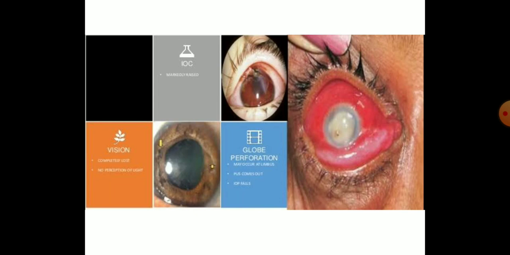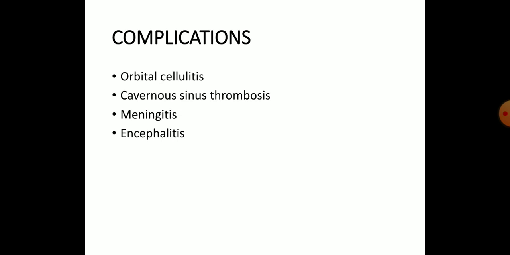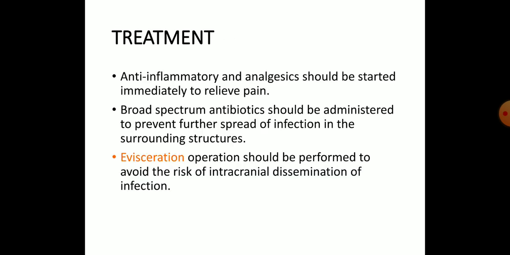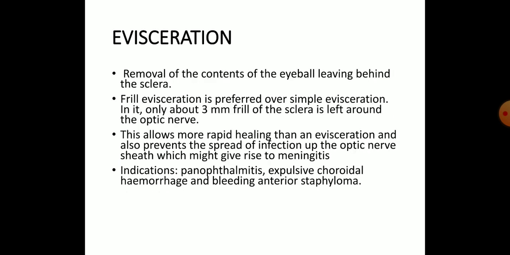Globe perforation may occur at the limbus. So complications: the infection can go to the brain, meningitis, encephalitis, cavernous sinus thrombosis, orbital cellulitis. So treatment: anti-inflammatory drugs, analgesics, antibiotics, evisceration. Evisceration means you are removing the contents of the eyeball, leaving behind the sclera. It's like whenever we have some fruit, we take the contents inside the fruit and the shell will be left. So like that, the sclera is left behind.